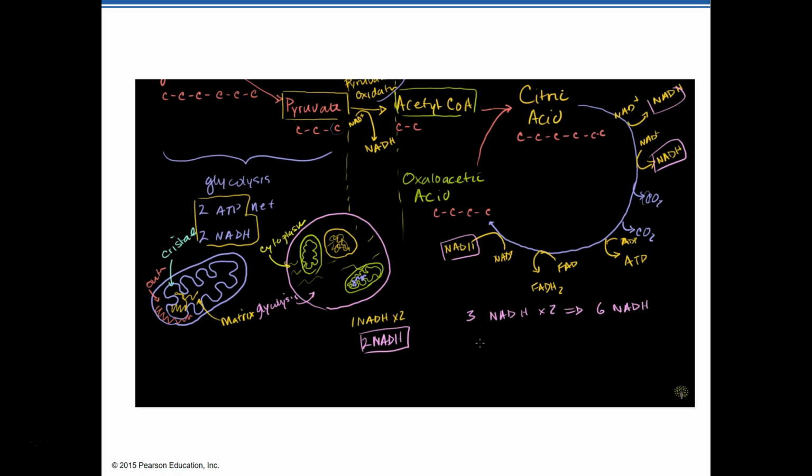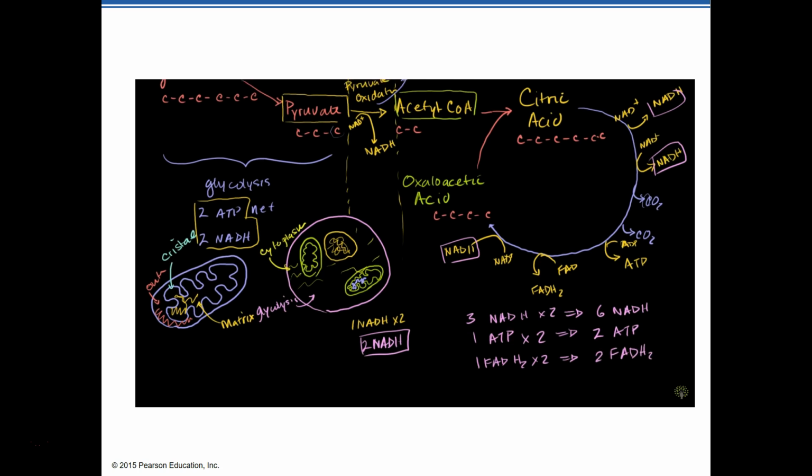NADHs. We have 1 ATP per turn of the cycle. This is going to happen twice, once for each pyruvic acid. So we get 2 ATPs. And then we have 1 FADH2, but we're going to do this cycle twice. This is per cycle, so times 2. We have 2 FADH2s.